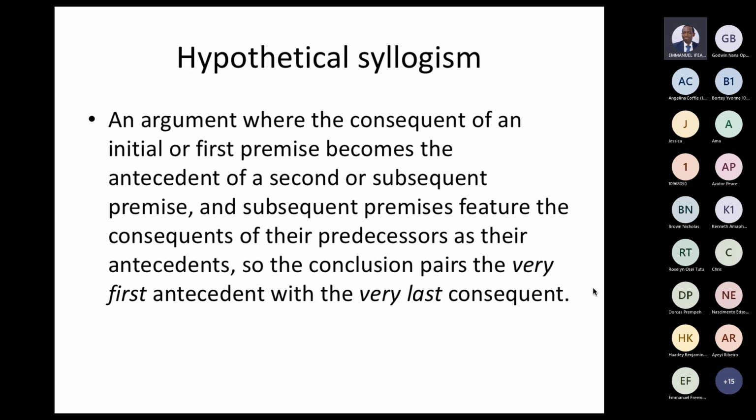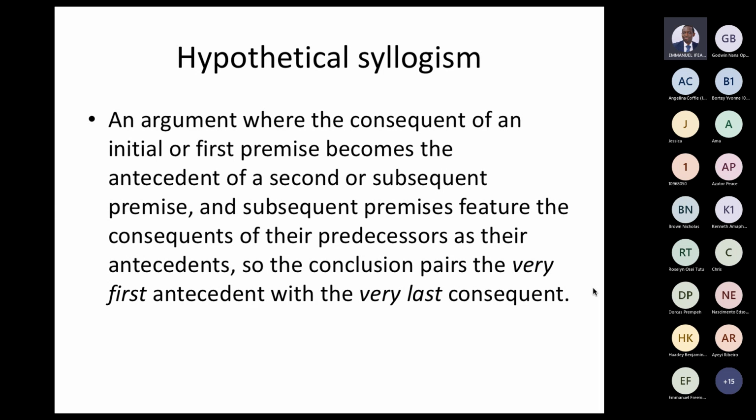So that concludes our discussion of the difference between modus ponens and modus tollens, and we have seen their fallacies. Modus ponens is affirming the antecedent, and we've seen the fallacy of denying the antecedent. Then modus tollens is denying the consequent, and we've seen the fallacy of affirming the consequent.